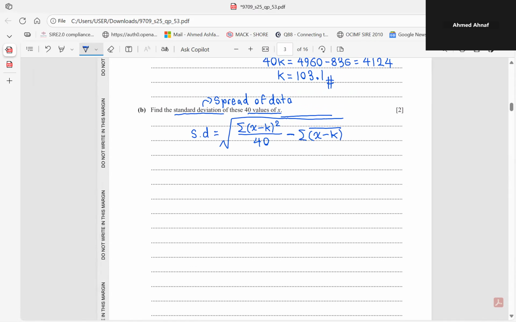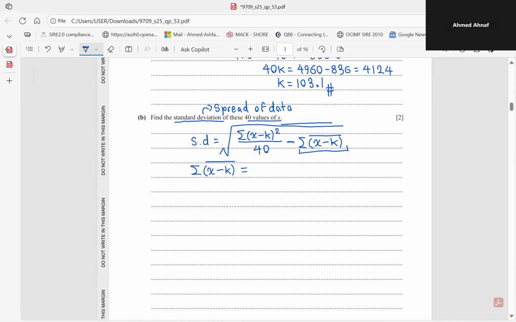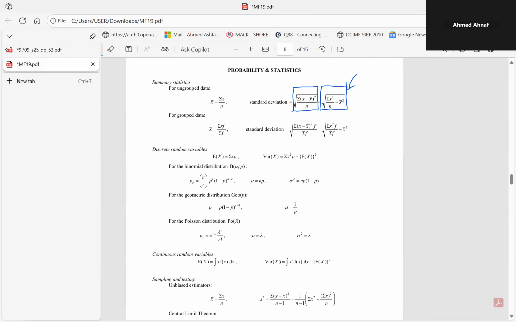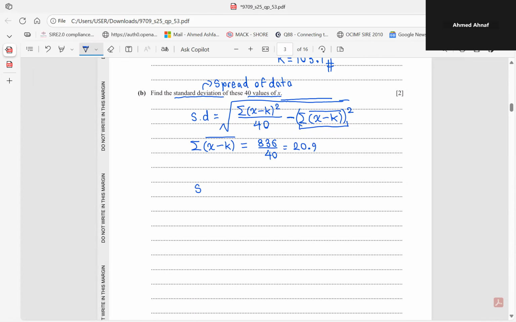So as we know, we are not given this, so we should find out the mean. So this would just be this 836 divided by 40. So we get 20.9. Oh, sorry, I forgot to put squared in here. Let me check one more time. Yep.